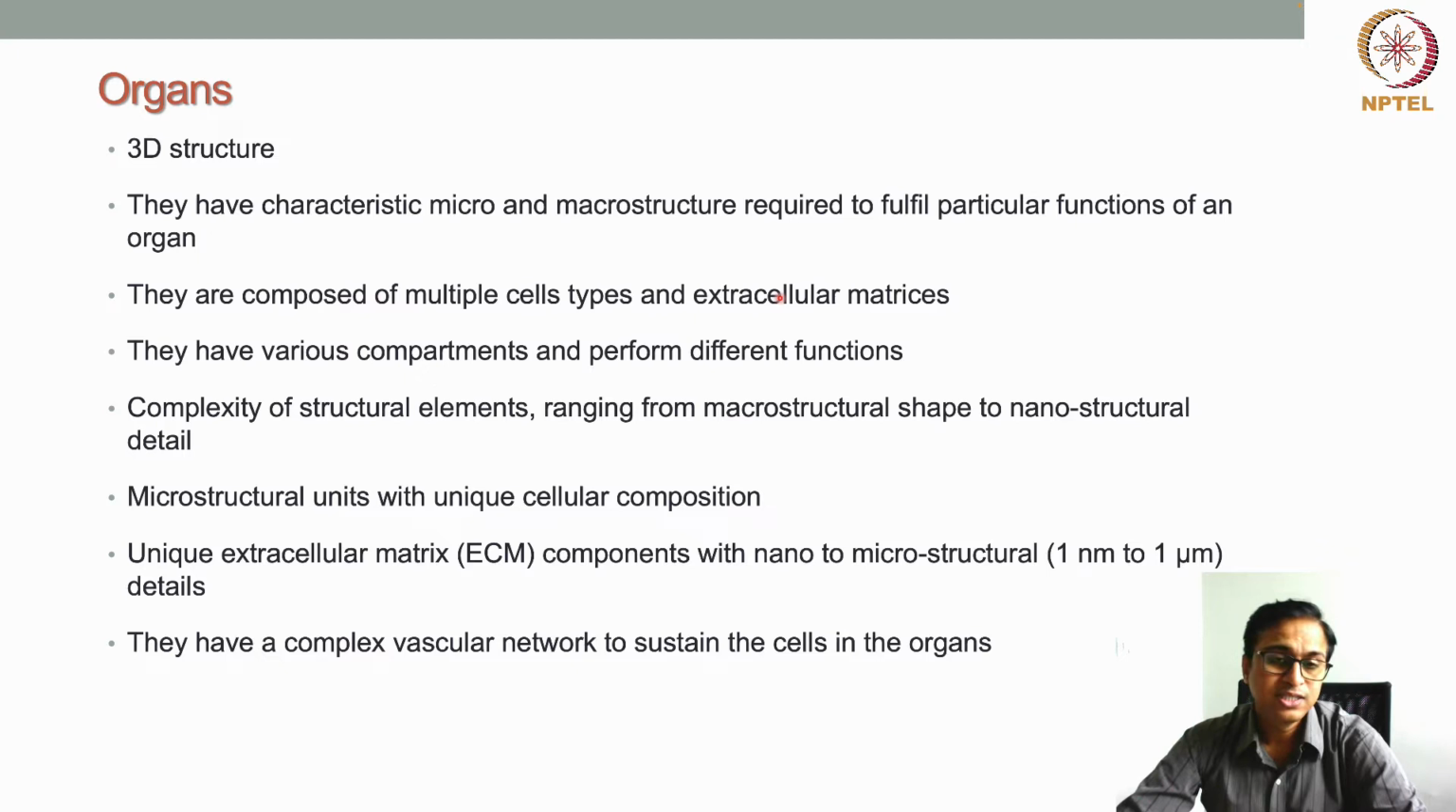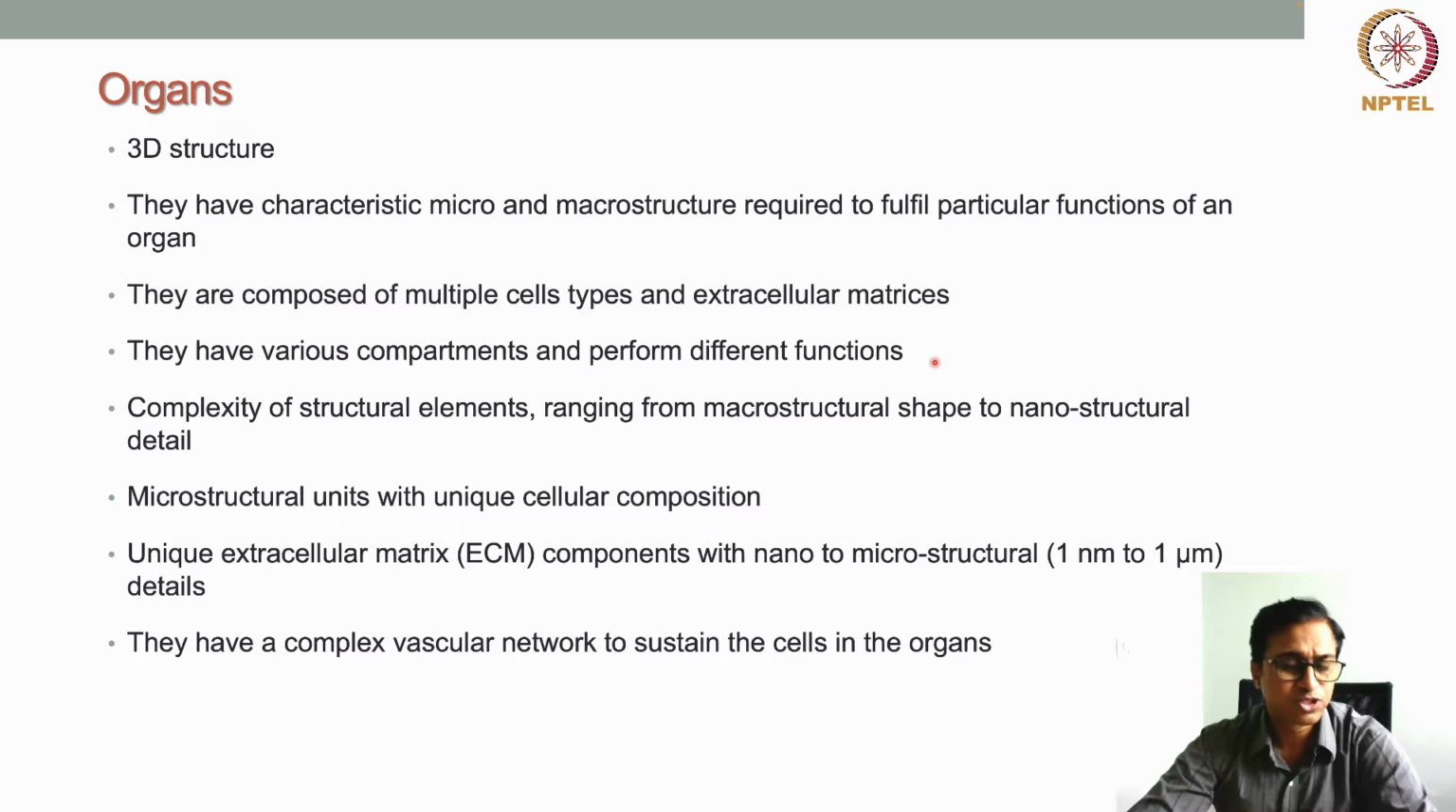Other than that, most of the organs have various compartments, and they also perform different functions. Suppose the pancreas. The pancreas does both exocrine and endocrine functions, but there are separate compartments to perform these functions. The exocrine functions produce different types of enzymes that help in digestion and absorption. But the endocrine function is where the hormones are produced, like insulin and glucagon. All these hormones are produced by this organ, and it helps in sugar metabolism and other things.